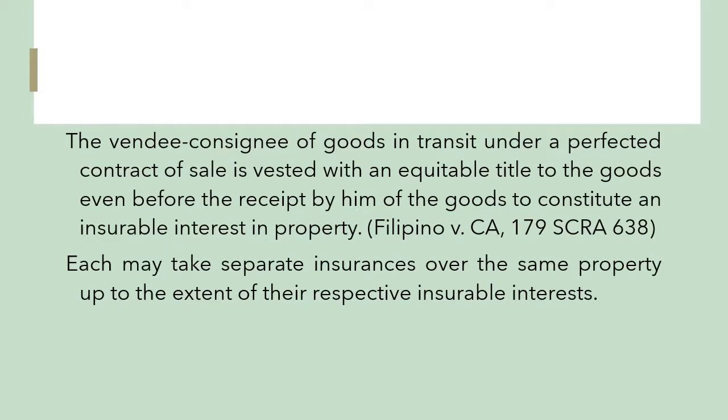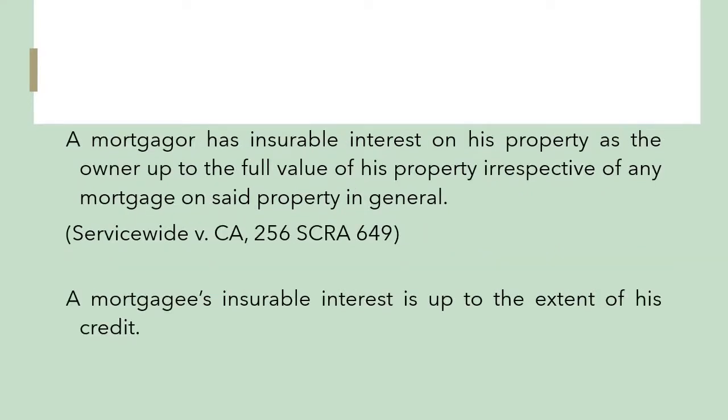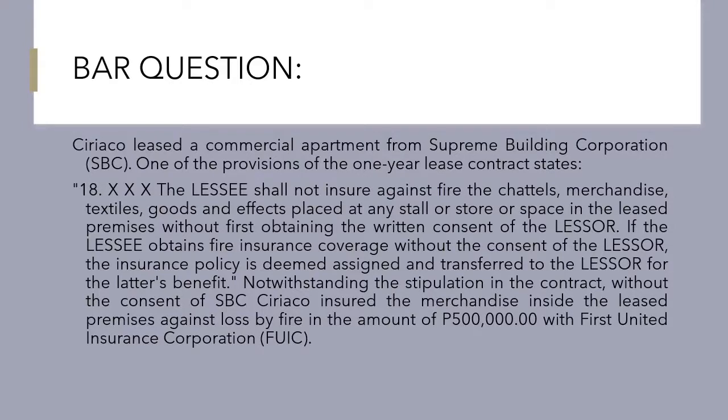Each may take separate insurances over the same property up to the extent of their respective insurable interest. For example, a mortgagor has insurable interest on his property as the owner up to the full value of his property, irrespective of any mortgage on said property in general. A mortgagee's insurable interest is up to the extent of his credit.